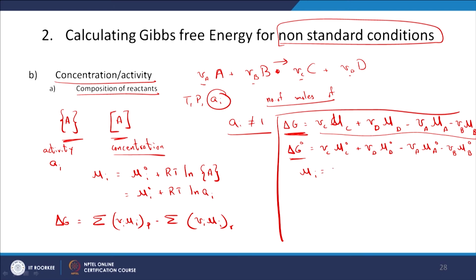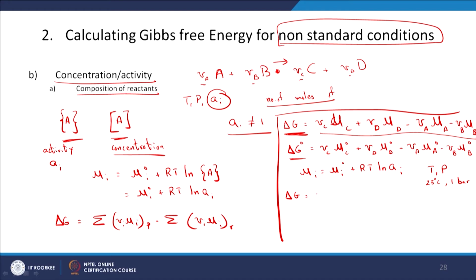The background information is mu I at non-standard conditions is obviously equal to mu I naught plus RT natural logarithm of the activity of I, for the standard conditions of temperature and pressure, which is 25 degrees centigrade and 1 bar. So, let us try to plug them in. Without troubling you with the minute details, let me bypass some of the equations here.